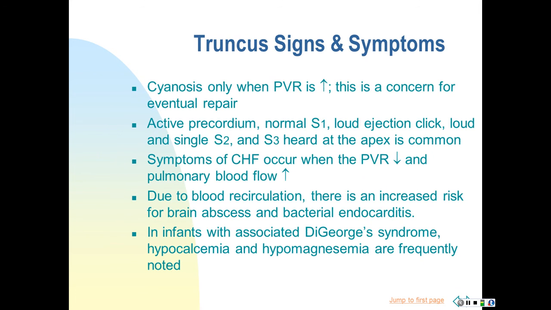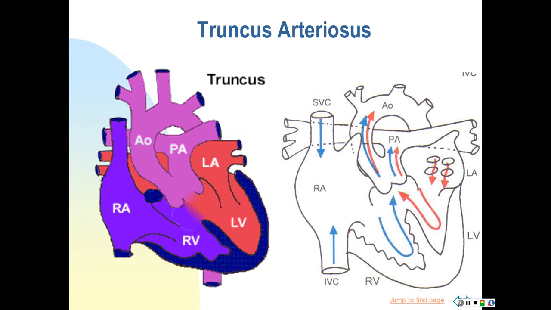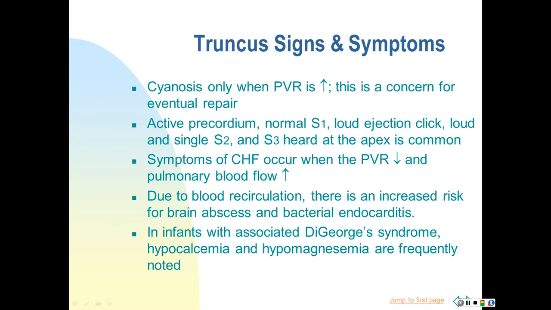So if you think about what are you going to see? CHF. Because if they can't get through, or if all the blood is mixing coming out this common valve, of course this is going to end up being an increased pulmonary blood flow kid, right? Because this is a low pressure side, so instead of all of it going back out to the body, a lot more of it's going to go to the lungs. I think that pretty much talks about it.